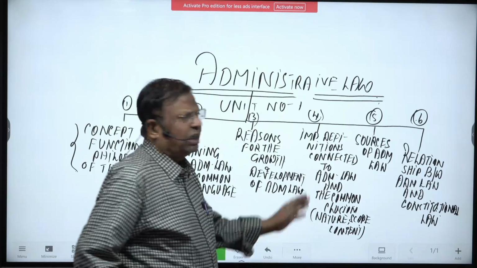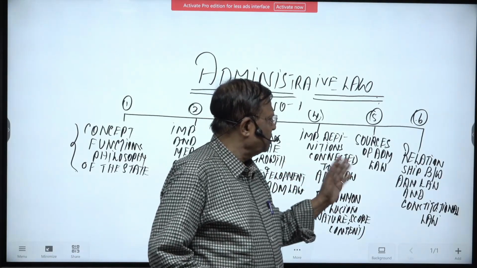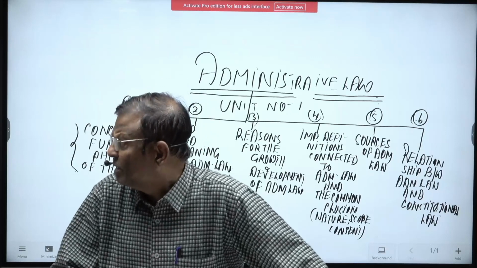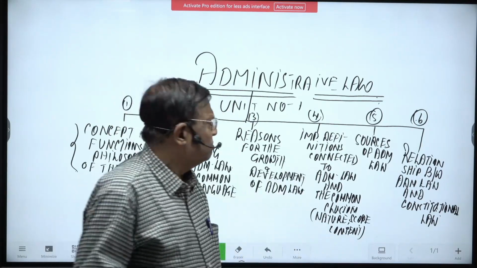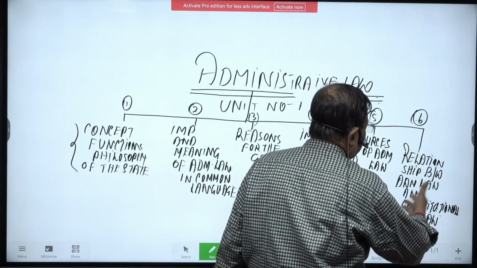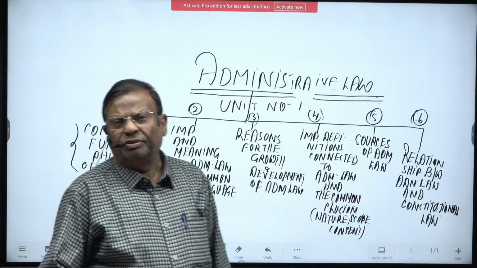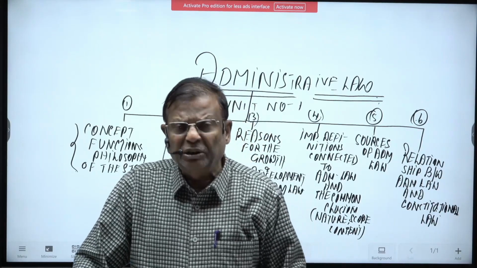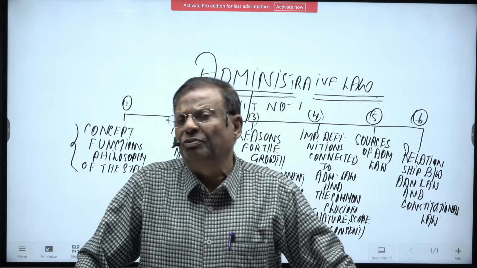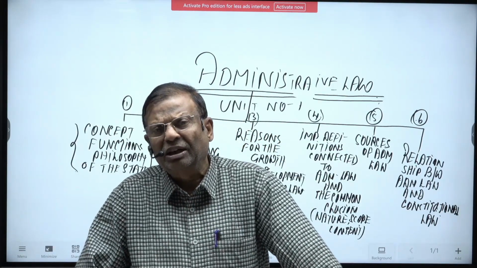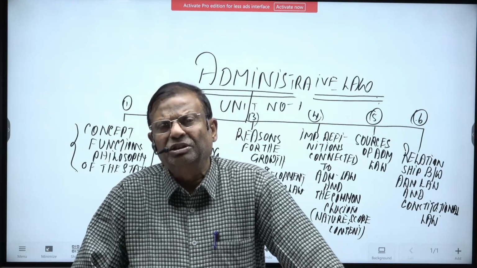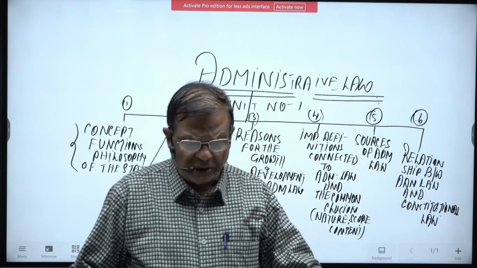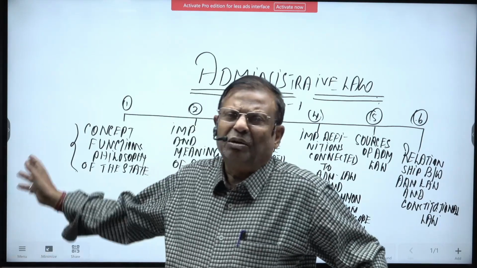This fourth item is followed by the sources of administrative law. And the last item is the relationship between administrative law and constitutional law. This is the diagrammatic structure of unit 1. So let us start with item number 1.